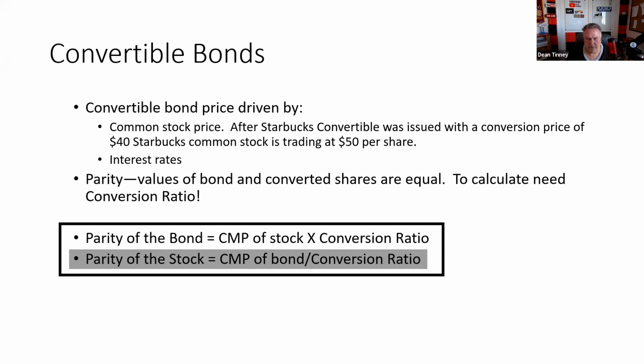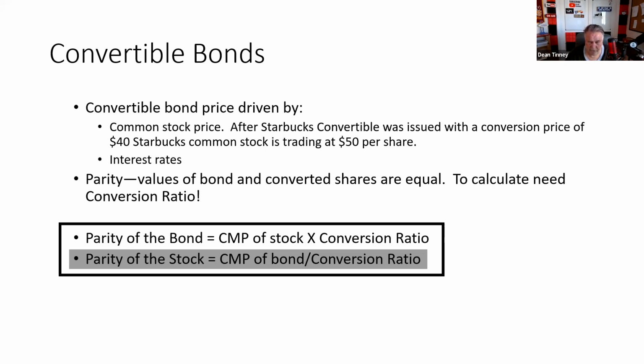So common stock price after Starbucks. So Starbucks issued this $40 convertible bond. At the time, Starbucks was 38. And now Starbucks has gone to 50. They've taken the proceeds, they built the business. And so that's certainly going to drive the price of the convertible bond. And it is a bond, so interest rates would also drive the price. And then parity, very testable, is when the value of the bond and the converted shares are equal. And you can't calculate parity without having the conversion ratio.